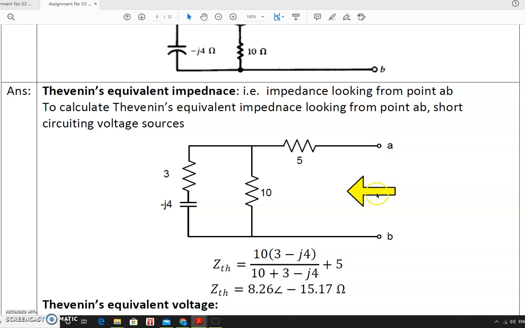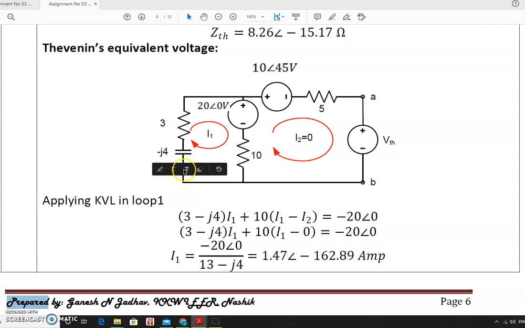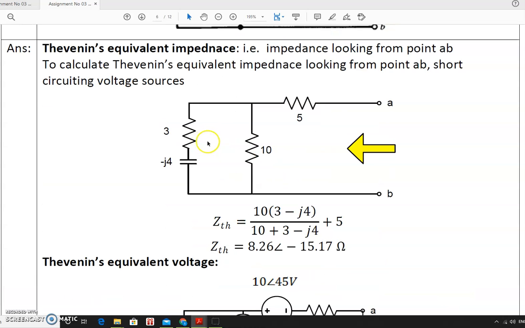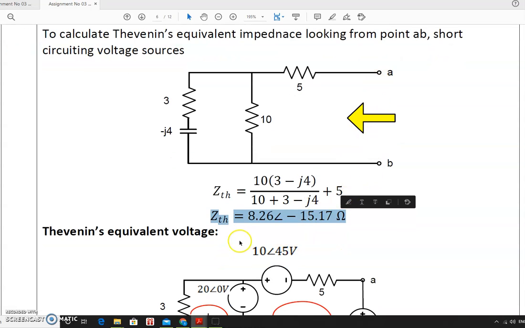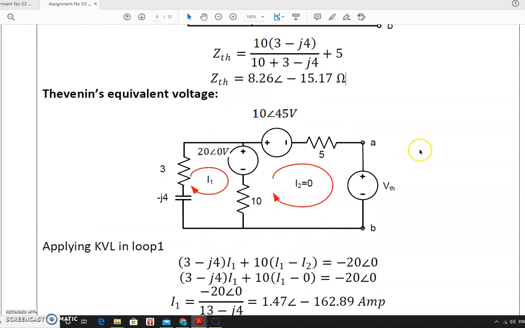Looking from the A to B terminal, it is clearly observable that these two combinations are in parallel, and this parallel combination is in series with the 5 ohm resistance. So 10 into 3 minus J4 divided by 10 plus 3 minus J4, plus 5, will give you the total Z equivalent, that is ZTH, between the A to B terminal, that is 8.86 at an angle of minus 15.17 ohm.